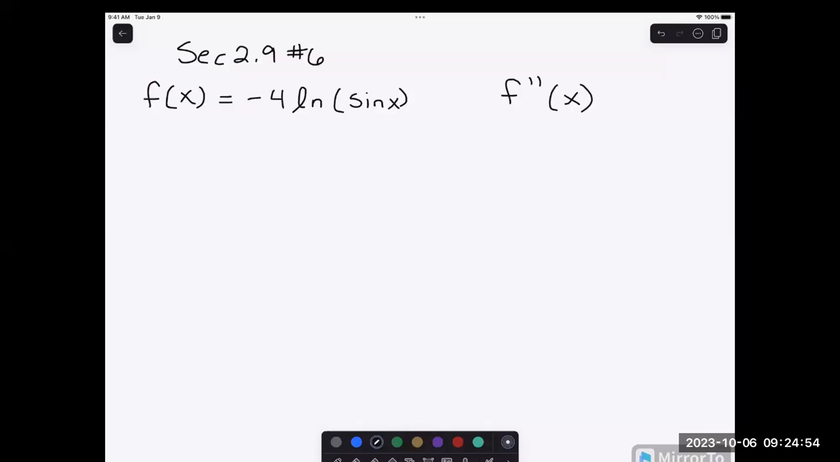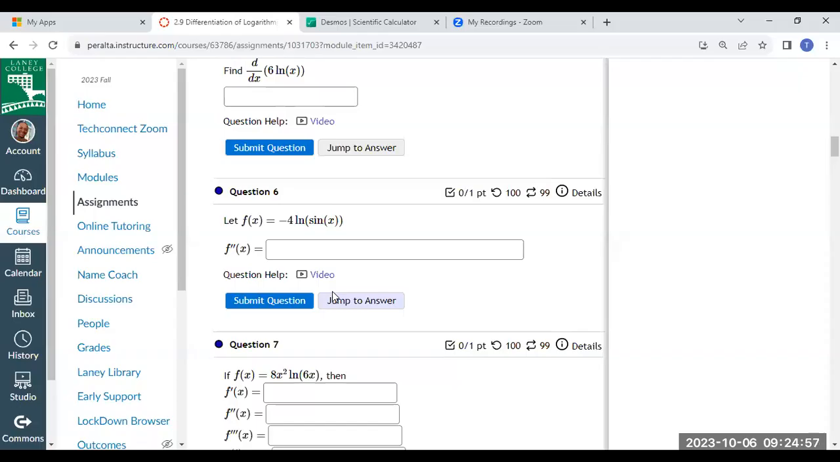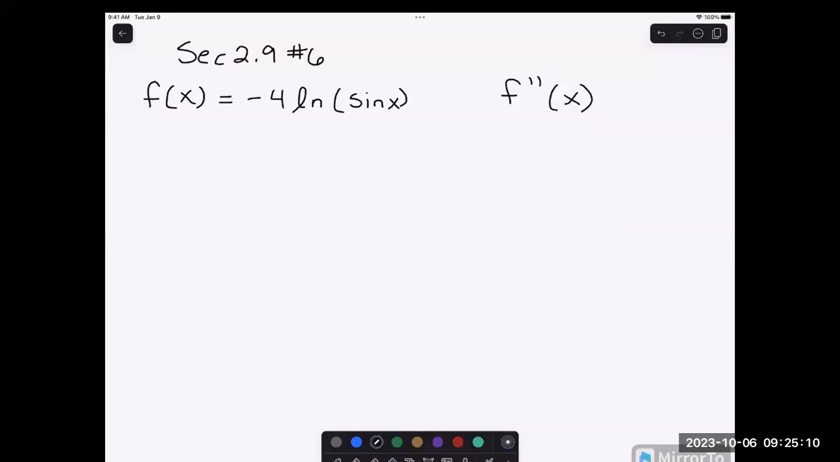This is section 2.9, problem number 6, and it gives us this function here, f of x equals -4 natural log of sine of x, and it asks us to find the second derivative. So I wrote this on the iPad, and we'll start off by finding the first derivative.